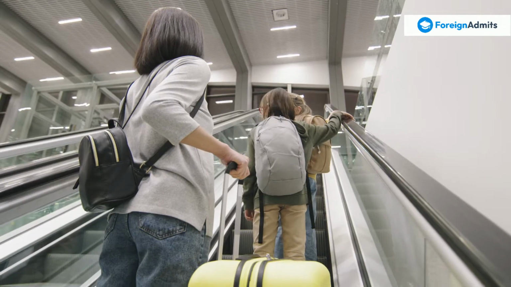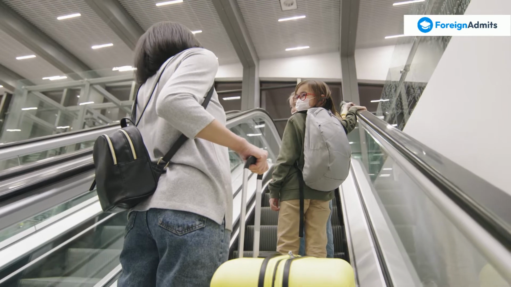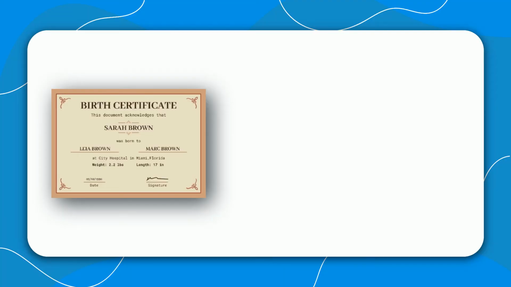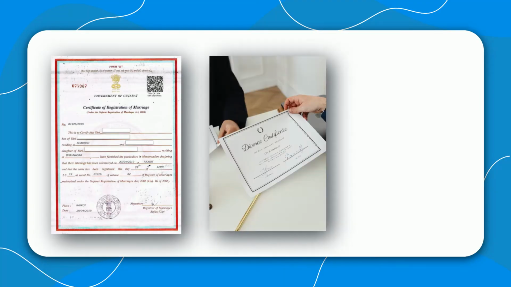Parental consent. If you are bringing a child under 18 years of age with you and one of the parents is not accompanying the child to Australia, then there will be a parental consent form attached to the visa application. Civil documents. You'll need to submit documents such as your birth certificate, national ID number, marriage certificate, divorce papers, adoption papers, and the proof of your relationship with a partner.